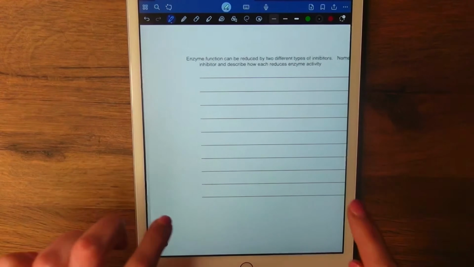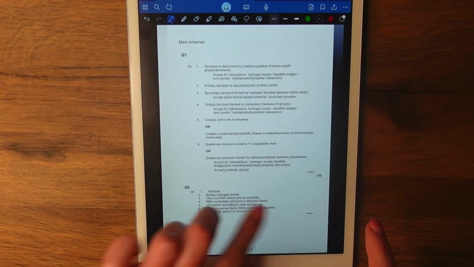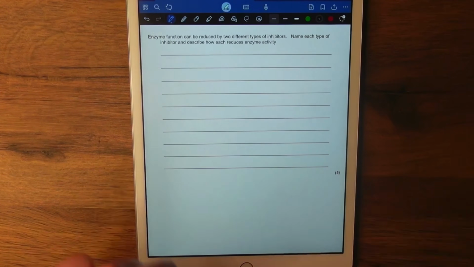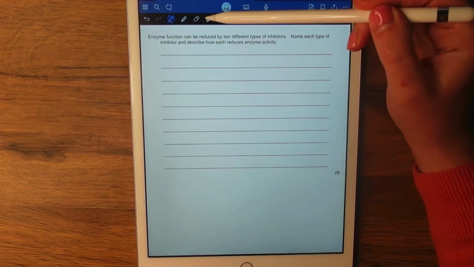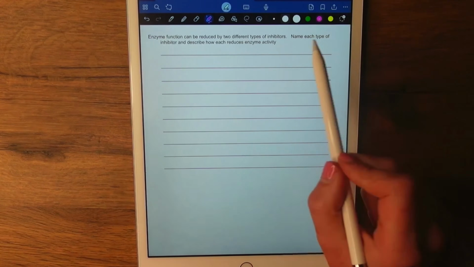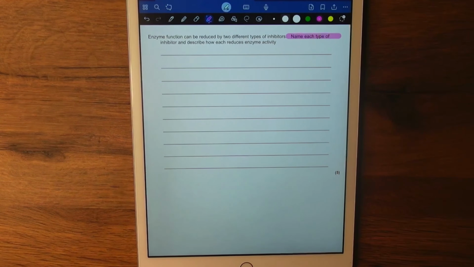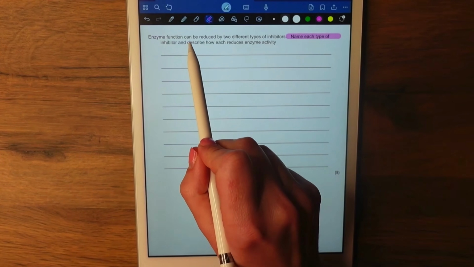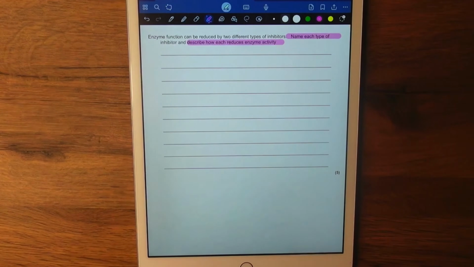Let's see, I think there was one more question. Yep, so here's our final question of the evening. Enzyme function can be reduced by 2 different types of inhibitors. Name each type. Oh, we should have done this one first because hopefully you remember this. We've just done a question on it. So you have to name each type of inhibitor and then describe how each reduces the activity.